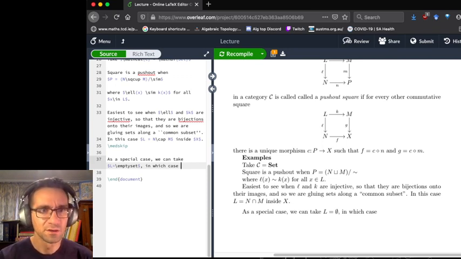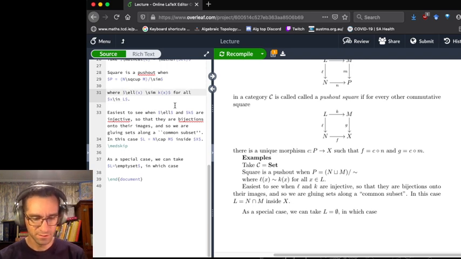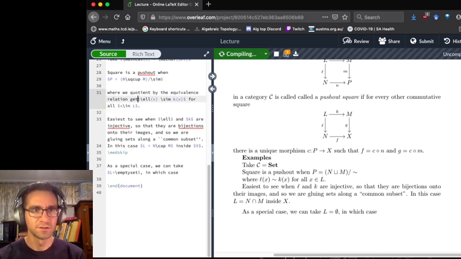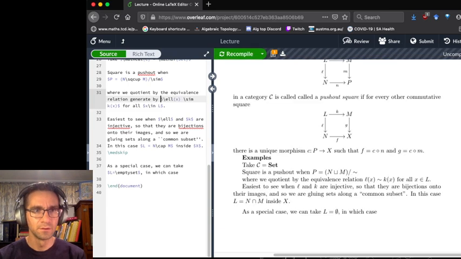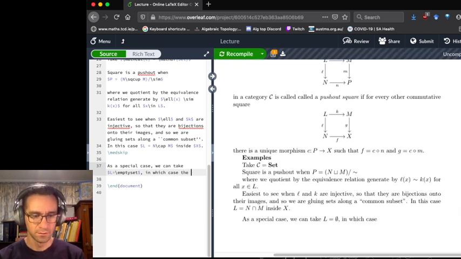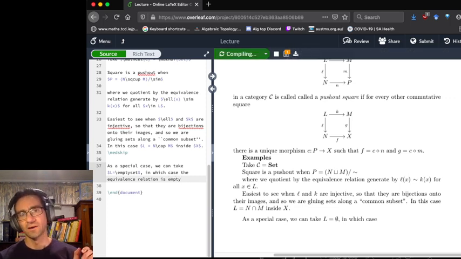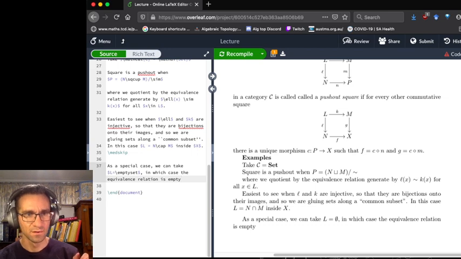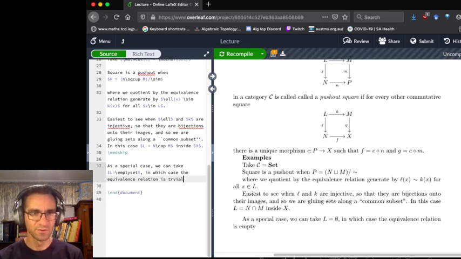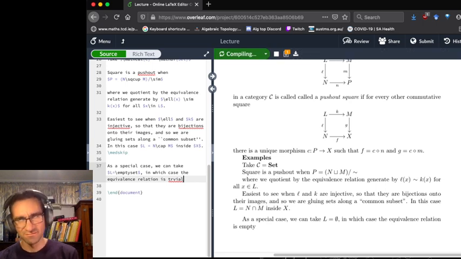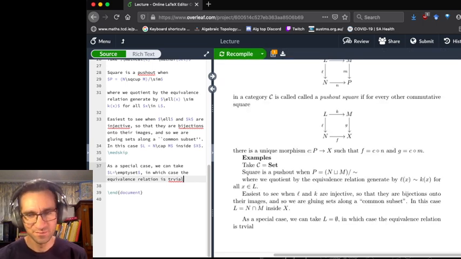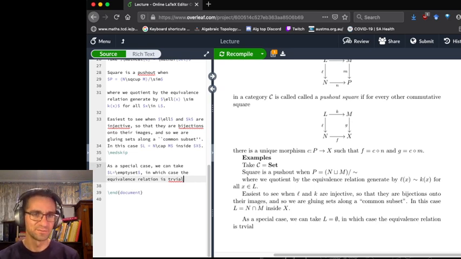So I should maybe mention, quotient the equivalence relation generated. Case L is empty. So it's trivial, I should say. The original relation is empty, so the equivalence relation generated by it is just X is equivalent to X and nothing else.